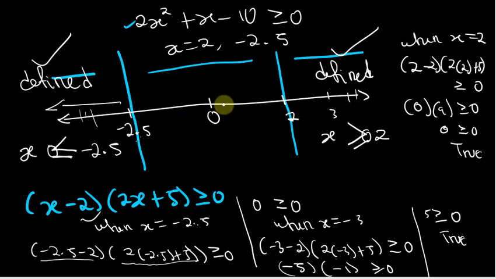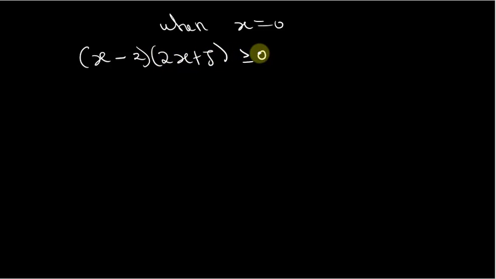Now, when you consider the middle term, it is going to make it undefined. You can try and check, or let's do the testing. When x is equal to 0, what is going to happen? When x is equal to 0, and the factorized expression was x minus 2, 2x plus 5, being greater than or equal to 0. So in this case, when x is 0, we are going to have 0 minus 2 times 2 multiplying 0 plus 5 is greater than or equal to 0.